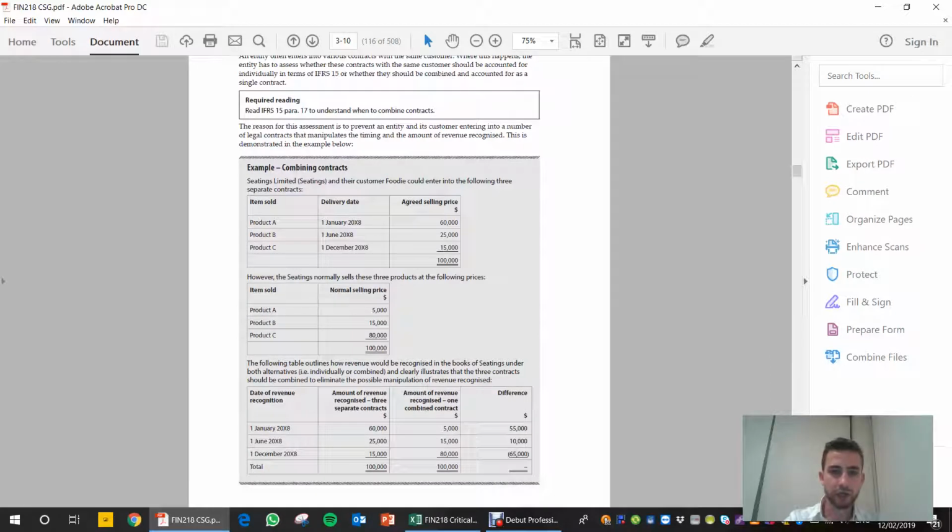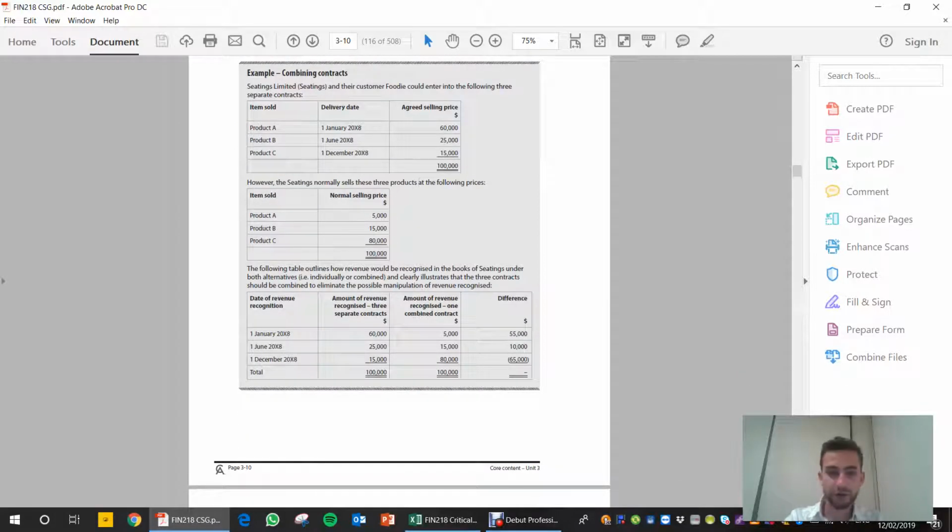Now, under the old standards there was a way to kind of manipulate your revenue, because if you had separate contracts, for example, product A, product B, product C, you're going to provide all of the services, but you can manipulate the contract so that the higher selling price comes in one financial year and the lower price comes in a later financial year, or vice versa, really depending on the kind of financial results that you want manipulated. So in this example here, this is the agreed selling price.